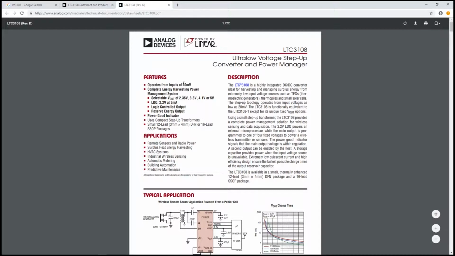Operates from inputs of 20 millivolt. That's really low. Good stuff. Energy harvesting power management system, selectable voltage output of 2.35 volts, 3.3 volts, 4.1 volts, or 5 volts. That's interesting, because that means it probably has some kind of voltage regulators on there, so I can't just get whatever the output voltage happens to be. It's curious.